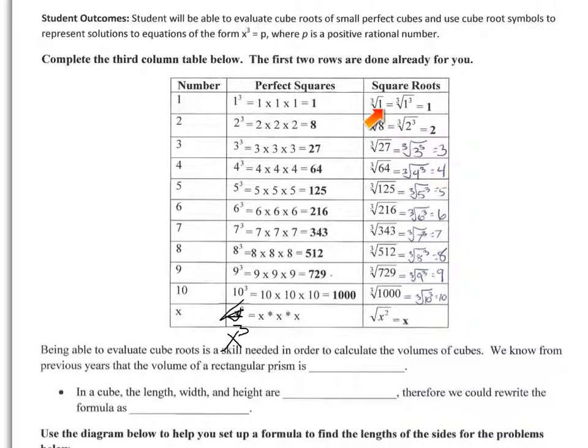Okay, the cube root of 1 is the cube root of 1 cubed, which they're inverse operations of each other, so it's just a 1. The cube root of 8 is the same as the cube root of 2 cubed, which is 2. The cube root of 27 is equal to the cube root of 3 cubed, which is 3. The cube root of 64 is equal to the cube root of 4 cubed, which equals 4. The cube root of 125 equals the cube root of 5 cubed, which equals 5. The cube root of 216 equals the cube root of 6 cubed, which equals 6. And you can see it continues on.